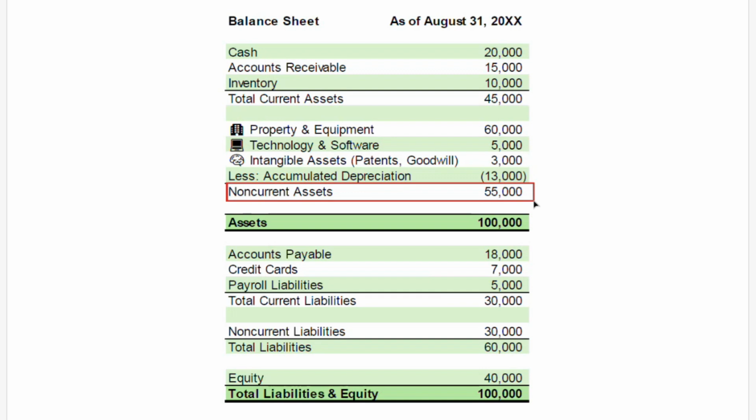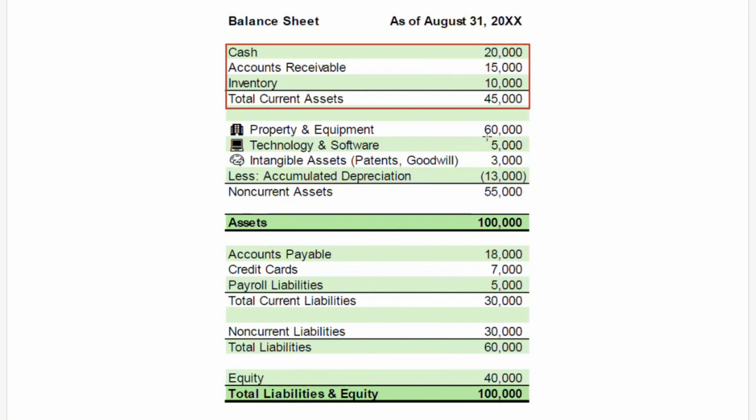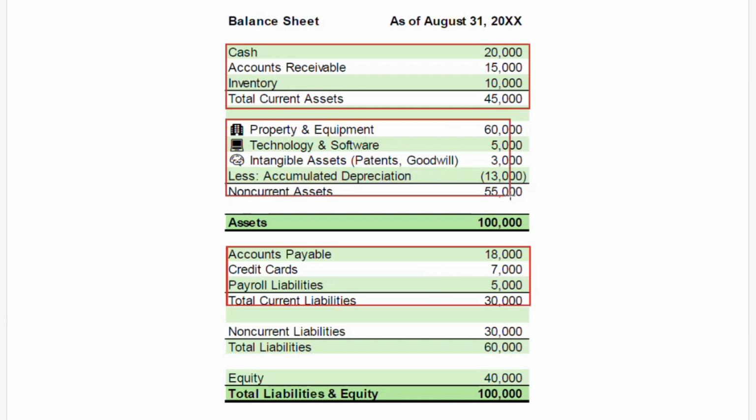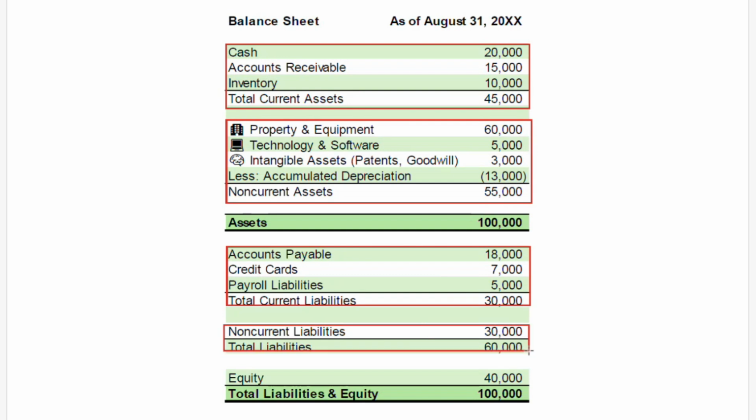And again, we've been expanding this accordion, if you will. We've talked about current assets. We've talked about current liabilities. And now look at where we are. We've also talked about non-current assets. So I bet you can probably figure out where we're going next. We're talking about non-current liabilities. That's going to be the next expansion of our balance sheet.